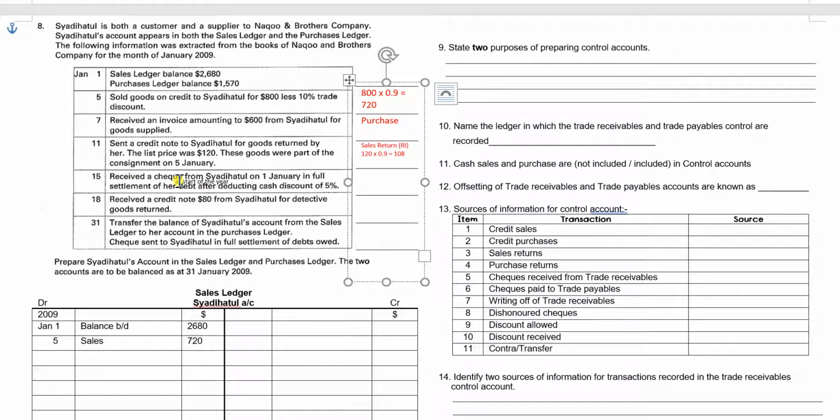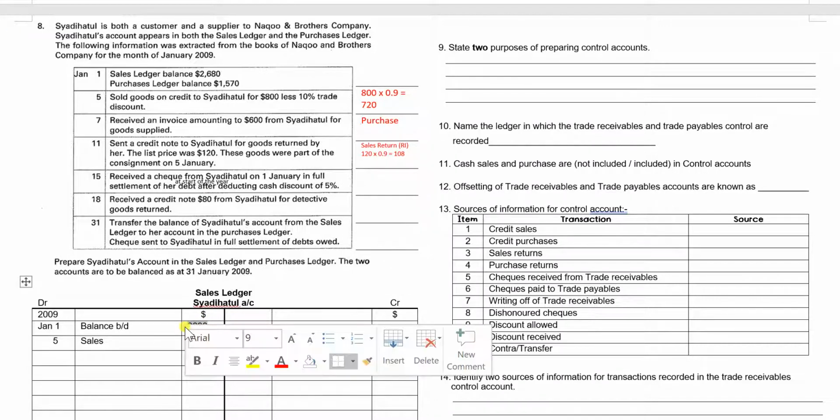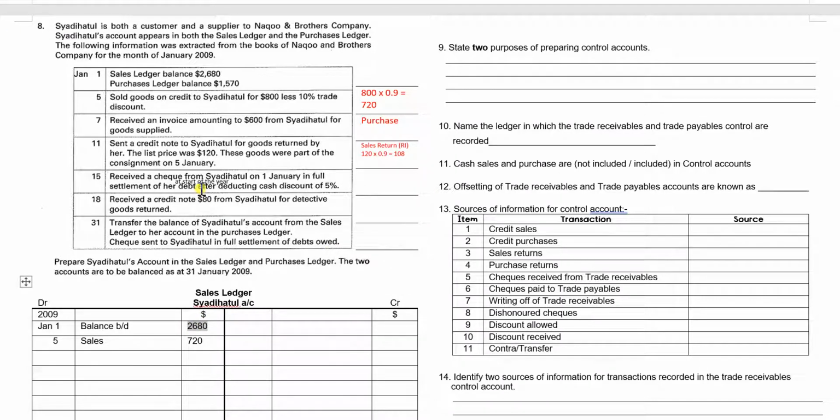Receive a check from Shadi Hatu on 1st January in full settlement of her debt. Because this is not very clear, because after that we still have sales, okay, sales to her. That's why I'll put here settlement of her debt at the start of the year. So this is the debt she needs to settle, 2680 at the start of the year, after deducting the cash discount.